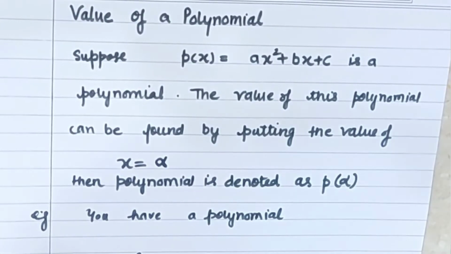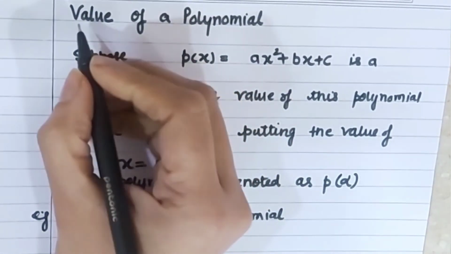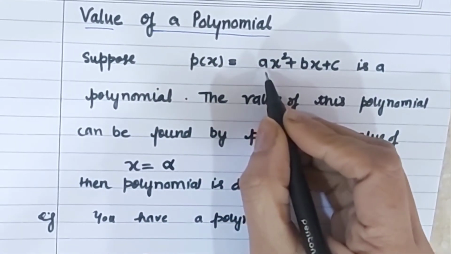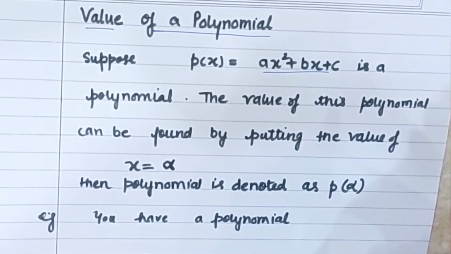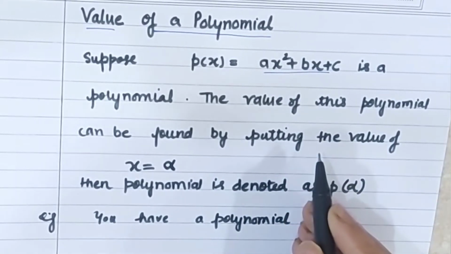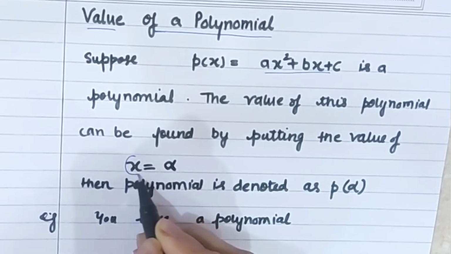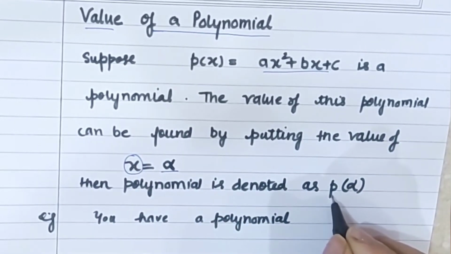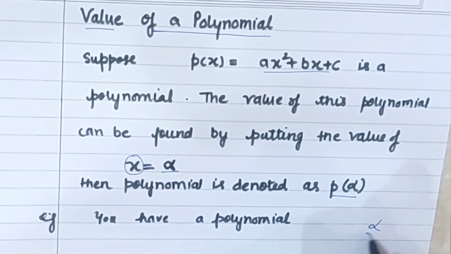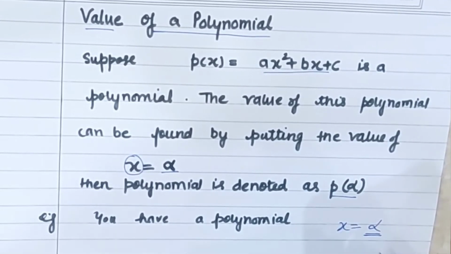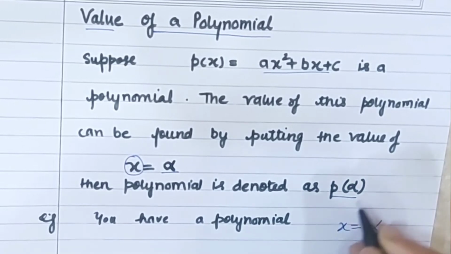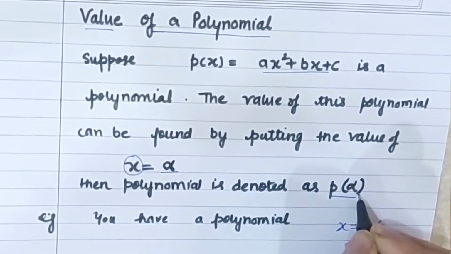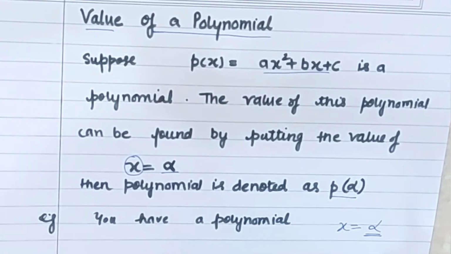Now we learn how to find the value of a polynomial. Suppose a polynomial is given to you and you have to find the value. The value of a polynomial can be found by putting the value of the variable x, right? So we denote that polynomial as p. Suppose here we have alpha as the value of the variable. If we put alpha in place of x in the polynomial, we'll get the value of the polynomial. It would be clear by taking an example.